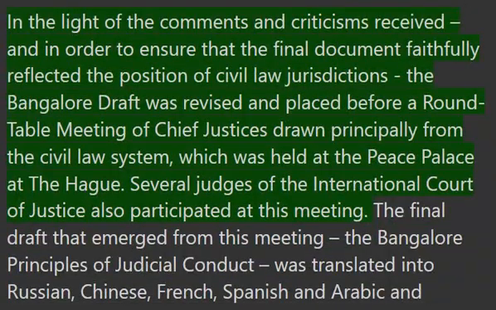In the light of the comments and criticisms received and in order to ensure that the final document faithfully reflected the position of civil law jurisdictions, the Bangalore draft was revised and placed before a roundtable meeting of Chief Justices drawing principally from the civil law system, which was held at the Peace Palace at The Hague. Several judges of the International Court of Justice also participated at this meeting.